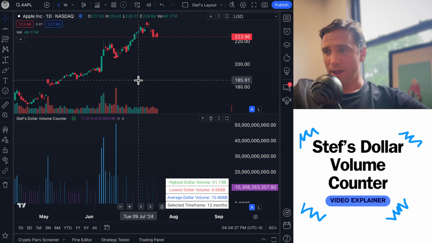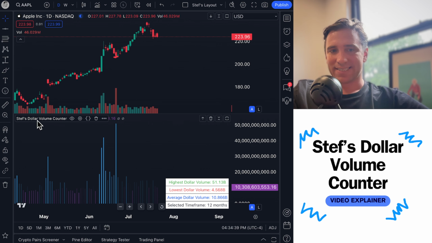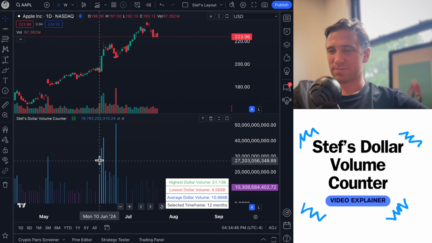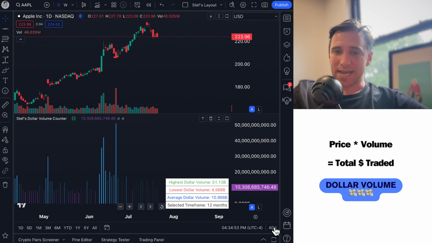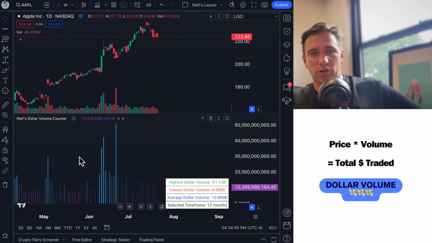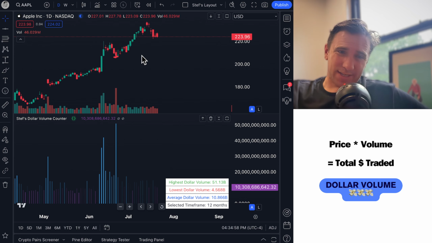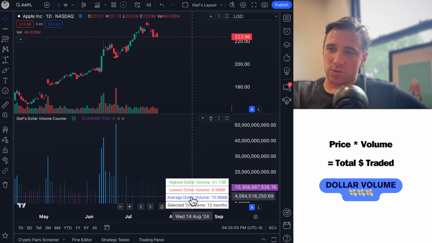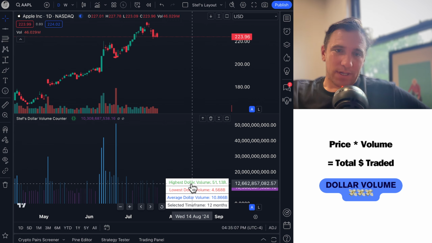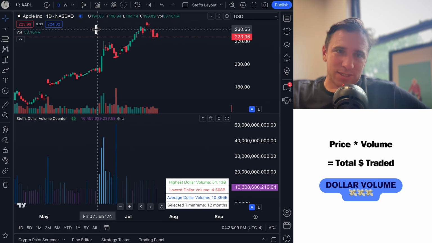But this video is about an indicator I coded called Stef's dollar volume counter. So you can see I have it listed on my chart here at the bottom. These bars here, this is Stef's dollar volume counter. I've also just got the name of my dollar volume counter right here. You just can't miss it. And I'm going to walk you through what this dollar volume counter is, why you should use it, and also some ways to think about it with some of the settings I offer, like this table here that shows you some key stats.